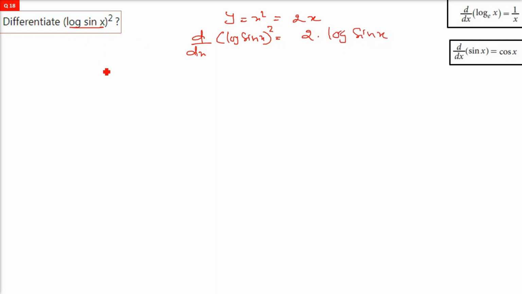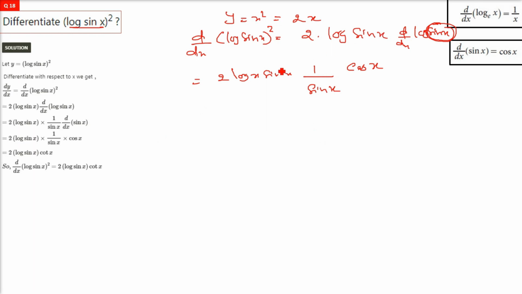Now you have to differentiate log sin x. d by dx of log sin x will be done now. And d by dx of log something is 1 by that something. So 2 log sin x, and d by dx of log sin x is going to be 1 by sin x. And then differentiation of sin x is what? We are doing chain rule. Derivative of sin x is cos x. So cos x by sin x is cot x. So the final answer will be 2 log sin x cot x.